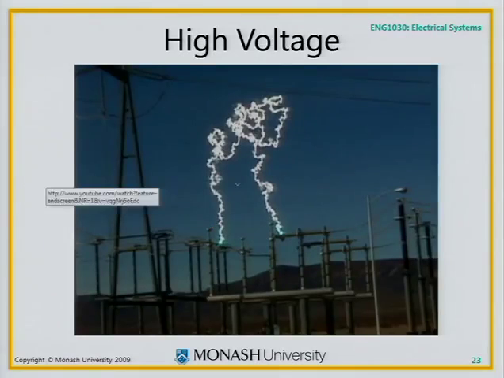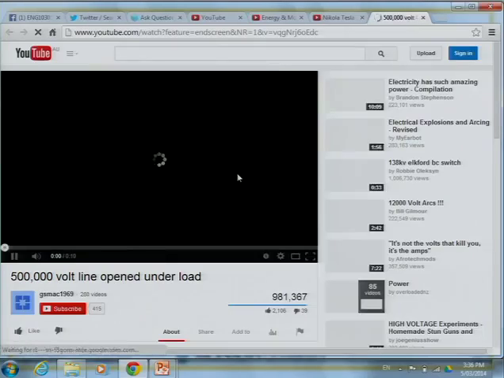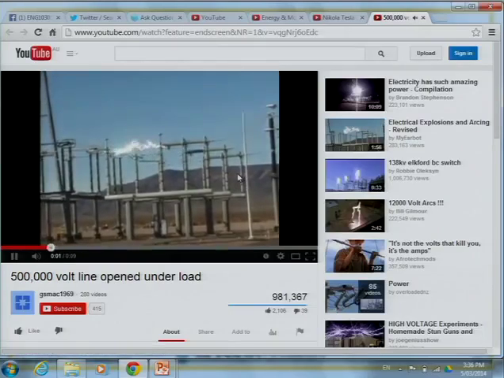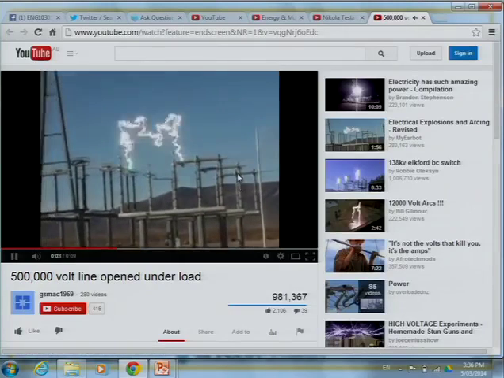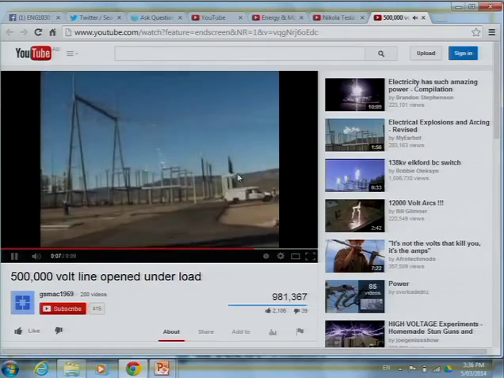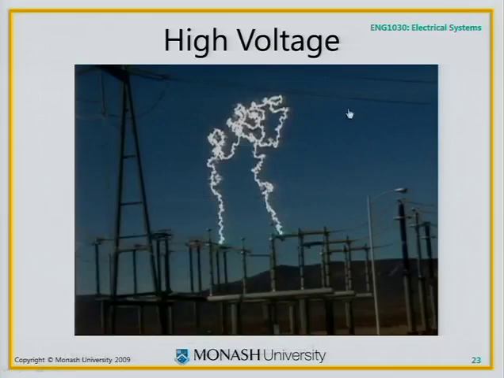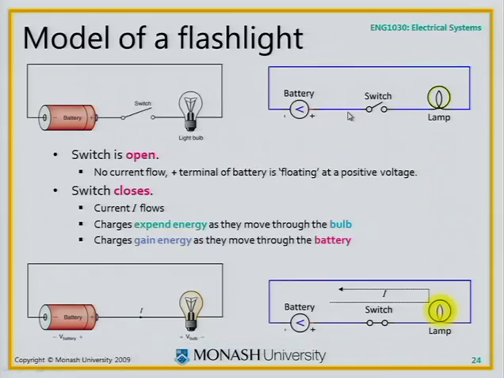Well, let's see some high voltage in action. Bit of a Jacob's ladder. A situation where the voltage is so high that you can go across an air gap, and quite a big one.